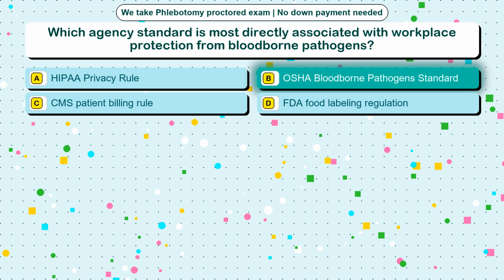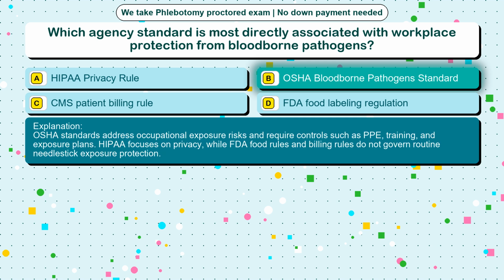The correct answer is option B, OSHA Bloodborne Pathogens Standard. OSHA standards address occupational exposure risks and require controls such as PPE, training, and exposure plans. HIPAA focuses on privacy, while FDA food rules and billing rules do not govern routine needle stick exposure protection.